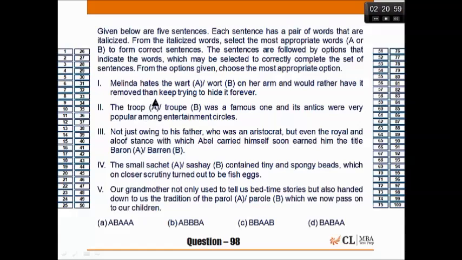Okay. What do I know? The troop was famous. This troop, is it? Oh, okay. Baron. Okay, let's see. Not just owing to his father, who was an aristocrat, but even the loyal and aloof stance Abel carried off, soon earned the title Baron. This time, A. Third I know has to be A. Third is A, third is B, no. Third is A, third is B. Okay, great. So what do I know? Fourth is same.